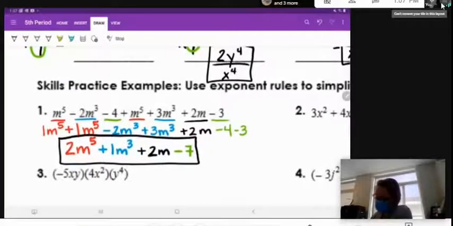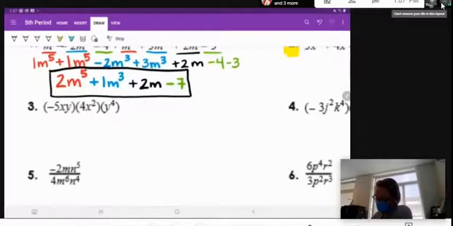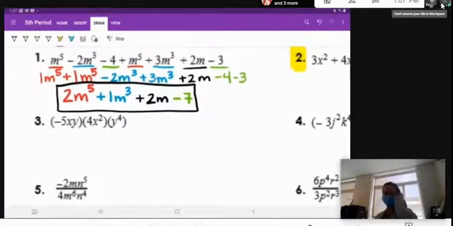So we did number 1 together. I want you to work on number 2 on your own, either at the end of class or tonight for homework. And let's move on to number 3 together. So number 3 is a bunch of multiplication. We've got negative 5 times x times y times 4 times x squared times y to the fourth. I know some of it is separated by parentheses and some of it's not, but it doesn't matter. It's all just multiplication, and we can write it in whatever order we want.